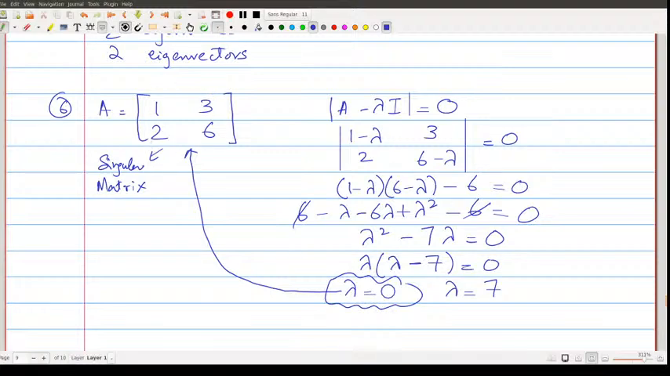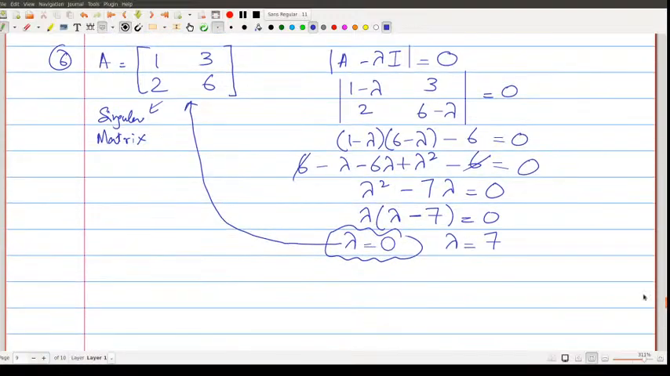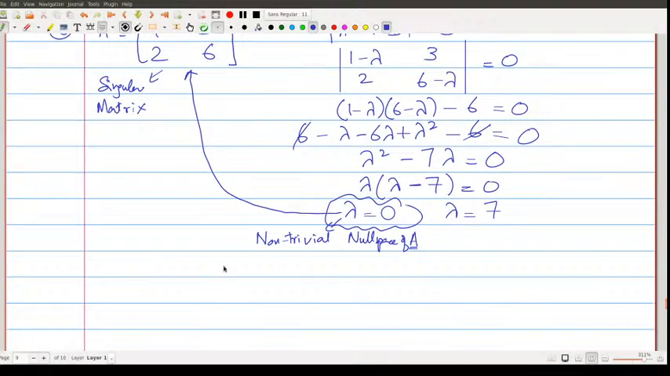So it was bound to happen this way, and I did this in the example in the first lecture: if you have a singular matrix, lambda equals 0 is going to show up. This doesn't really have an eigenvector associated with it, right? Because this is telling me we have a non-trivial null space of A. Okay, but what about this lambda equals 7? Surely we must be able to find an eigenvector associated with that, right?